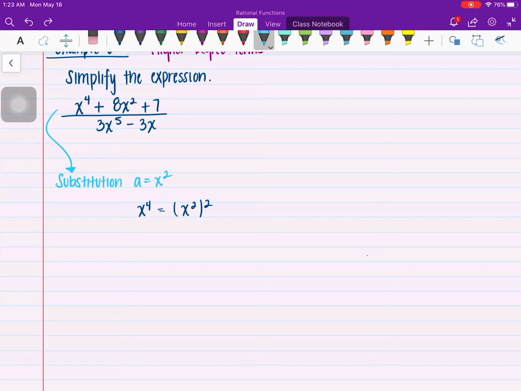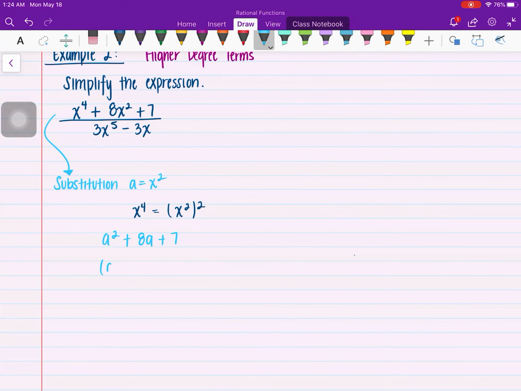So then in this case, we have a squared plus 8a plus 7. And from here, as you guys can see, I also replaced the x squared with an a. And I'm basically looking for two factors of 7 that multiply, obviously, to 7, but also add up to 8. And in this case, those would be 7 and 1. So then we have a plus 7 times a plus 1.